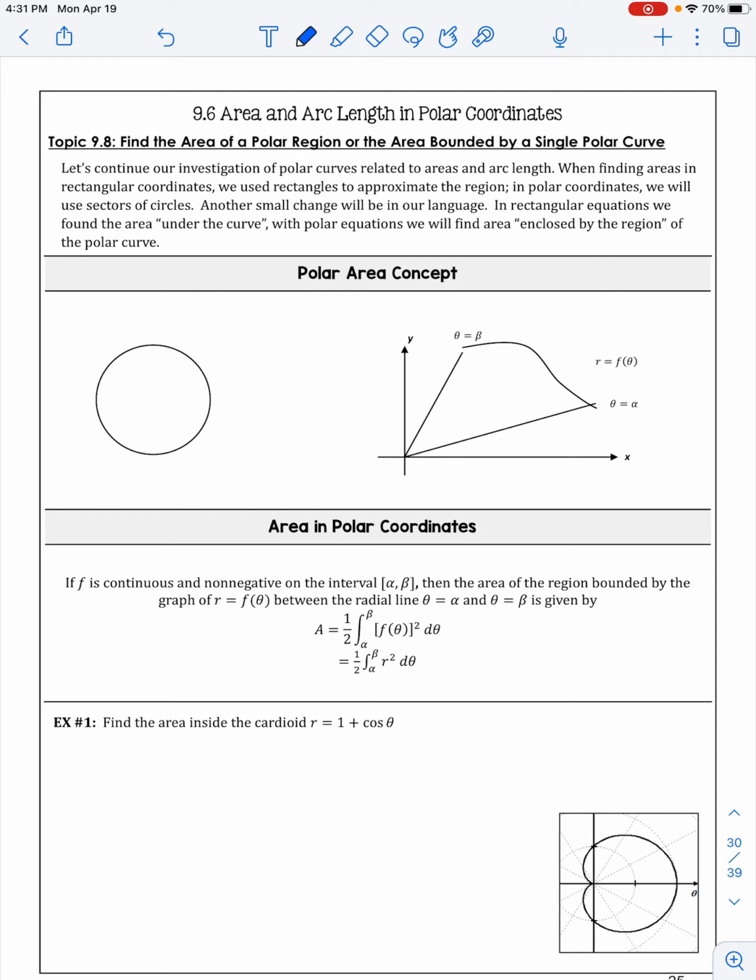Lesson 9.6, Area and Arc Length in Polar Coordinates. Let's continue our investigation of polar curves related to areas and arc lengths.